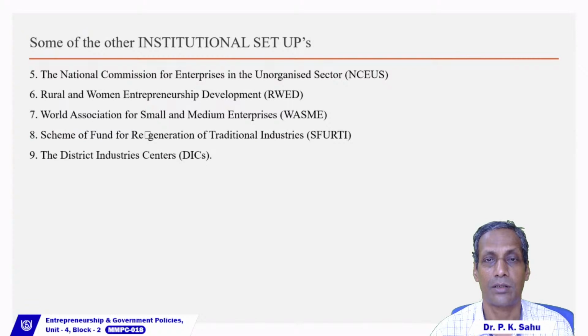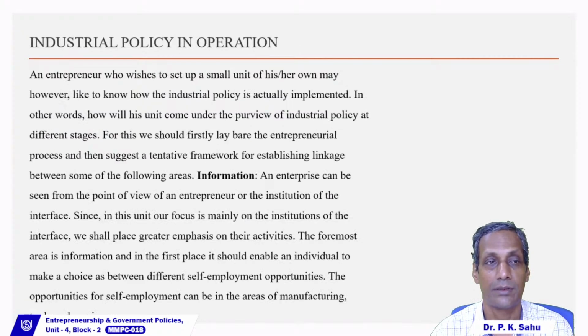Other agencies or government organizations which provide institutional setups to the MSMEs. One is the NCEUS, or the National Commission for Enterprises in the Unorganized Sector, the RWED, or the Rural and Women Entrepreneurship Development, the WASME, World Association for Small and Medium Enterprises, SFURTI, scheme for fund for regeneration of traditional industries, and finally the district industries centers.